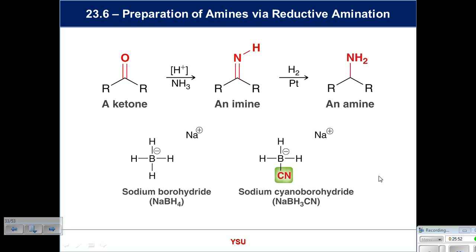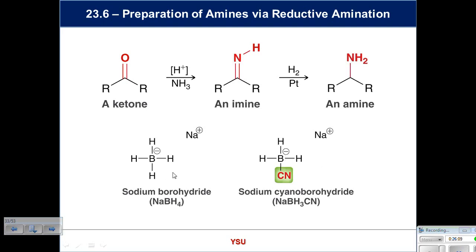Withdrawing. So if all the negative charge in this molecule is built upon the hydrogens, making it reactive, what do you think the cyanide does? Does it make it more stable or less stable? It makes it more stable, right? It makes the system a little bit less reactive because it's helping the charge spread out a bit. So this actually is a fairly mild reducing agent.